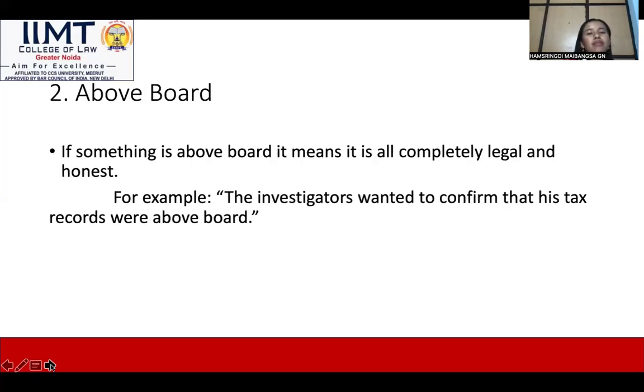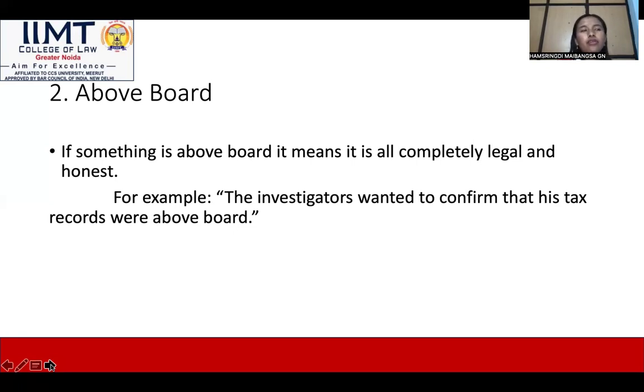The next expression is above board. If something is above board, it means it is completely legal and honest. For example, the investigators wanted to confirm that the tax records were above board. Here it means the tax records were legal and not false.